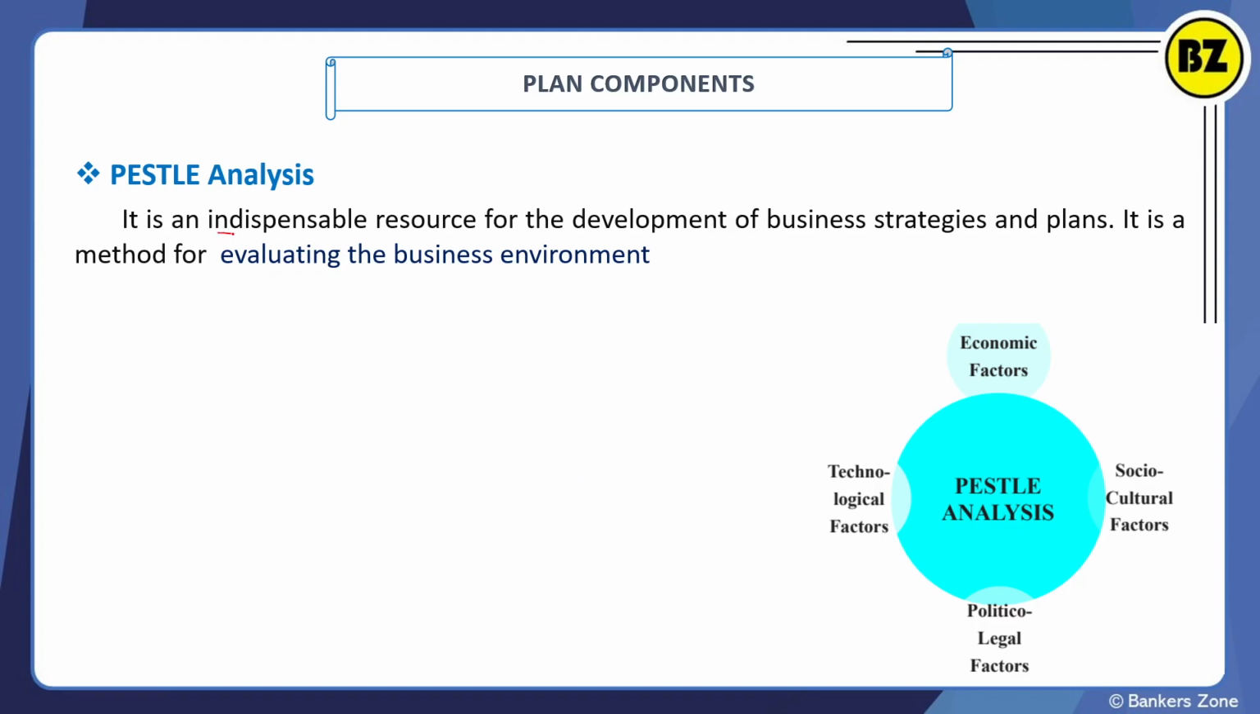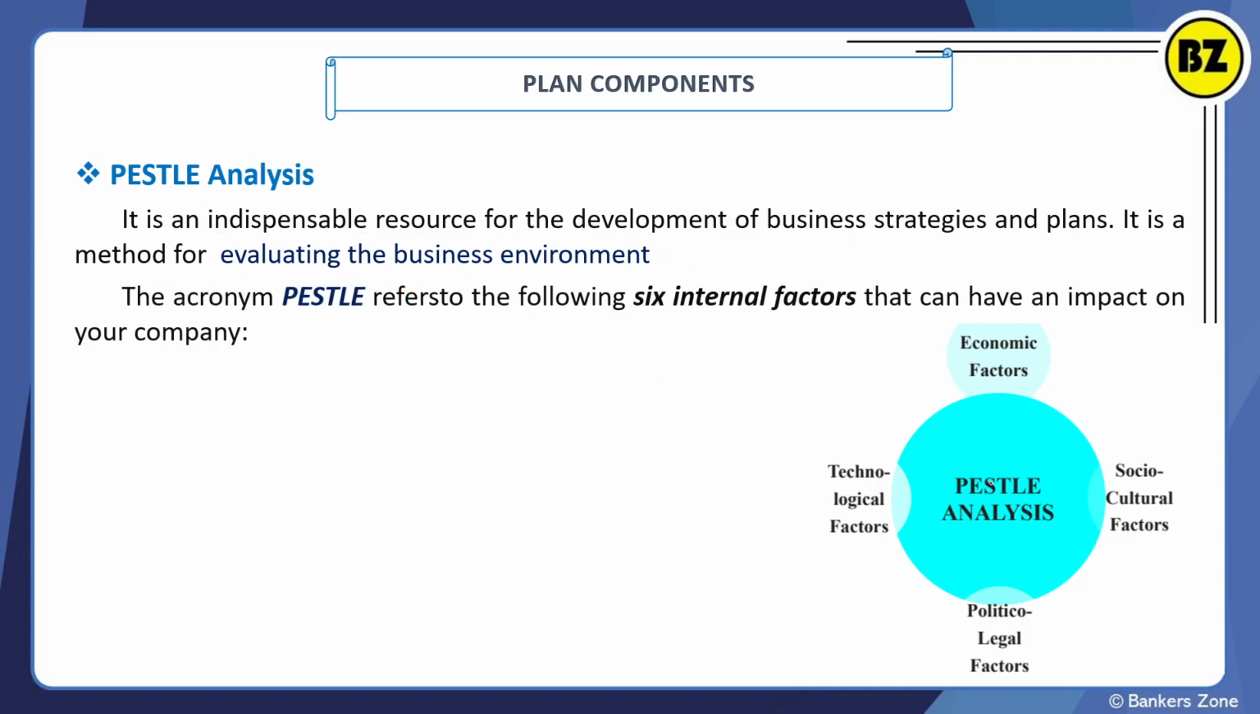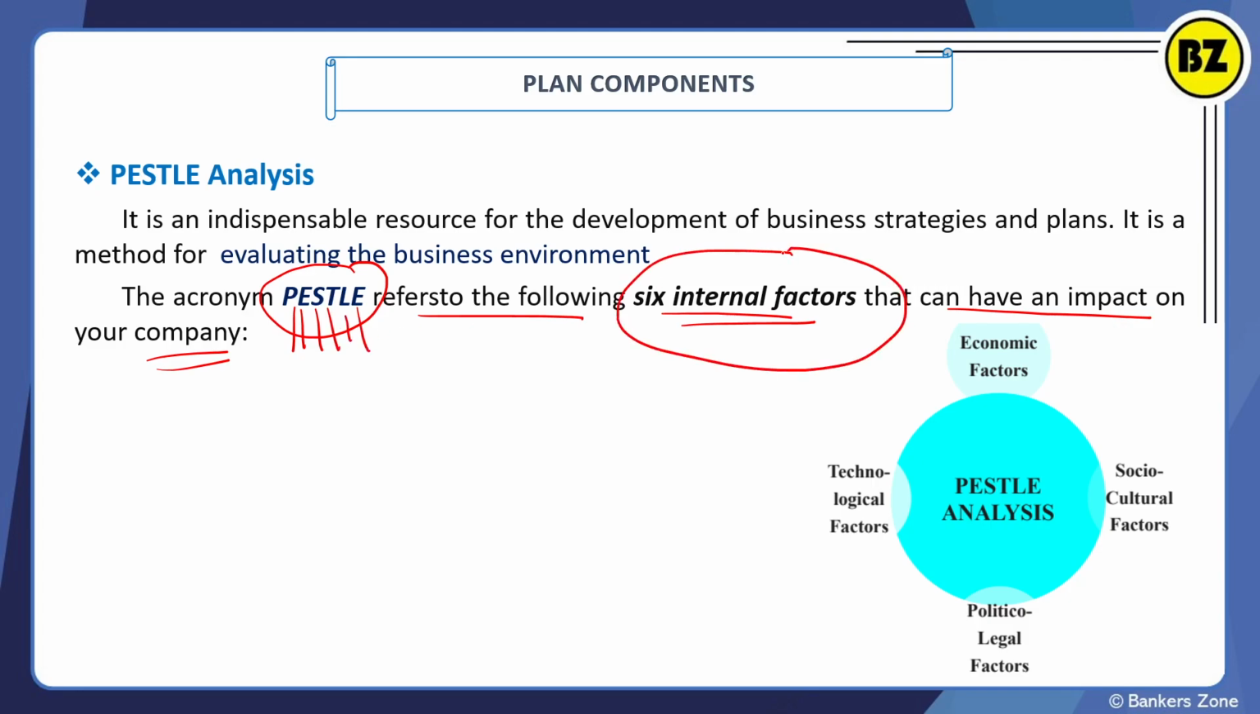It is an indispensable resource for the development of business strategy and plans. It is a method for evaluating the business environment. So PESTEL analysis means you are going to evaluate how the environment is for doing your business. Through a graph you can easily come to know. PESTEL refers to the following six factors that can have an impact on your company. These are the six factors. One by one.